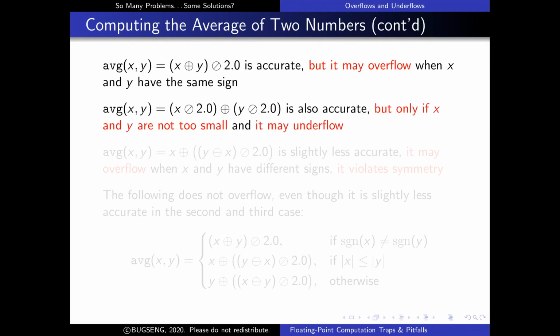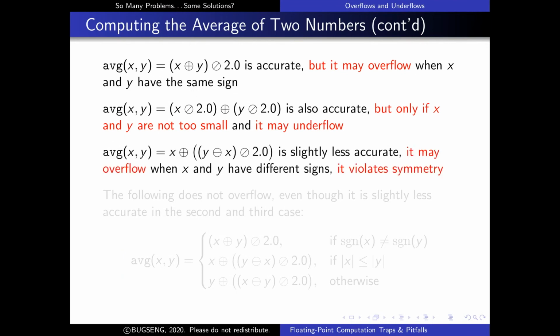Okay, so next algorithm is also quite accurate. It says you divide x by 2, then you add the result to the division of y by 2. This is also correctly rounded, assuming that x and y are not too small, because if they are small, you can even have underflow because you do the division before the addition. So you may have underflow, but this is accurate when underflow does not occur and when x and y are not too small.